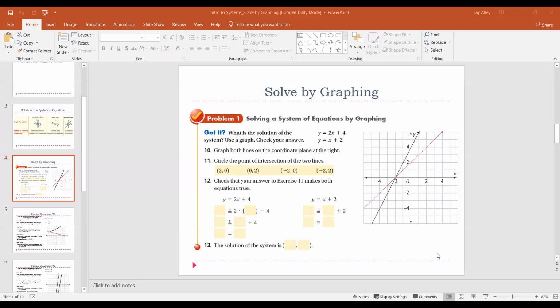So at the start of class, I mentioned there are 3 different ways that we're going to learn how to solve systems of equations, and graphing is the first one. If we have 2 equations that are both in slope-intercept form, like these 2 here are, we got y equals 2x plus 4 and y equals x plus 2. Those are easy to graph.